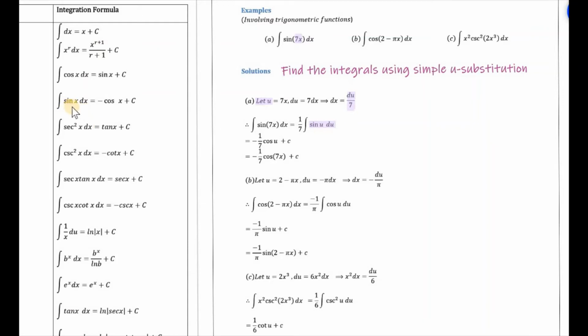Then we can refer to the formula. The variable is single, the variable is u. Integral of sine u du is negative cosine u, a single-term variable. So that 1 on 7, we put it outside. So negative cosine u is the answer. After you have integrated, you have to replace back u is 7x. So that will be your final answer.